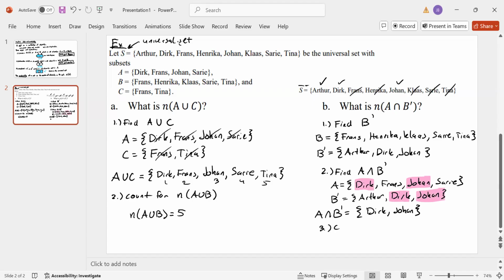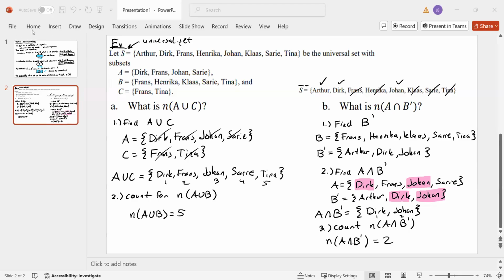And then step 3 is to count for the cardinality. Oops, wrong symbol. And so we get the intersection of these two is 1 and 2, so 2. And that matches my answer. So yep.